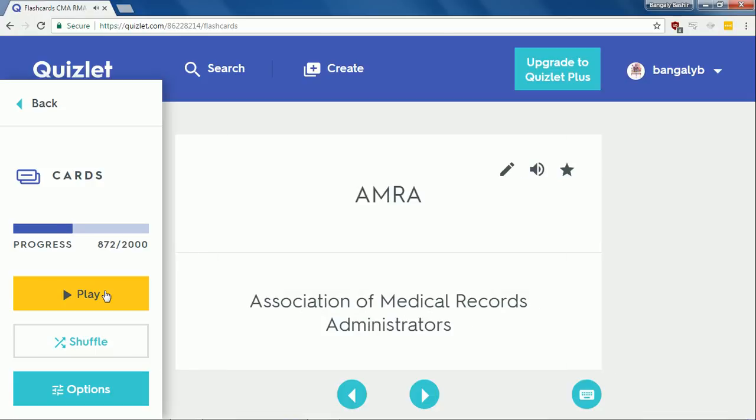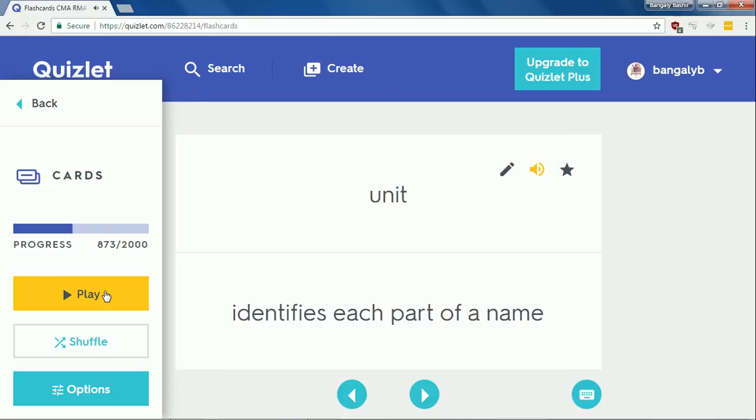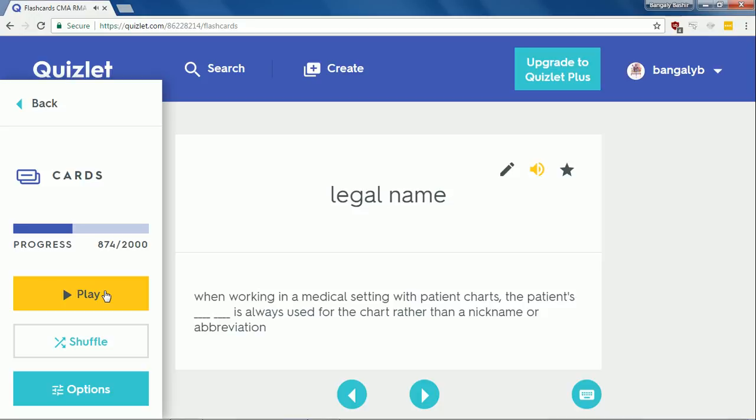AMRA, Association of Medical Records Administrators. Unit: identifies each part of a name. Legal name. When working in a medical setting with patient charts, the patient's legal name is always used for the chart rather than a nickname or abbreviation.